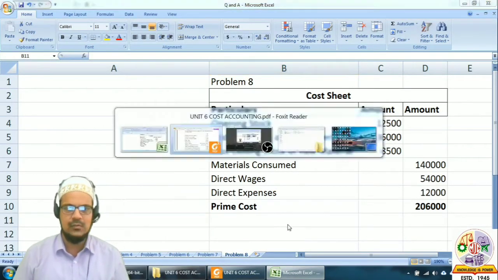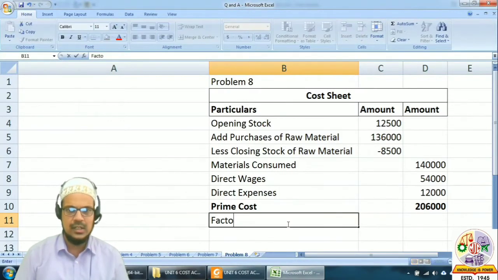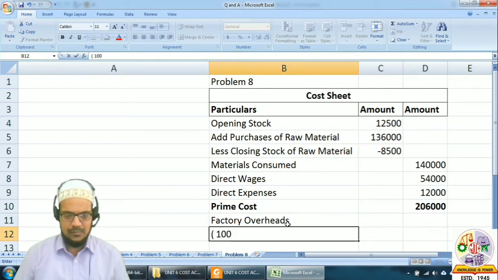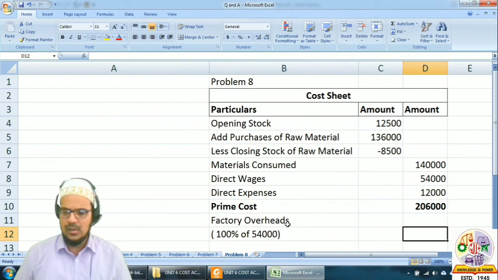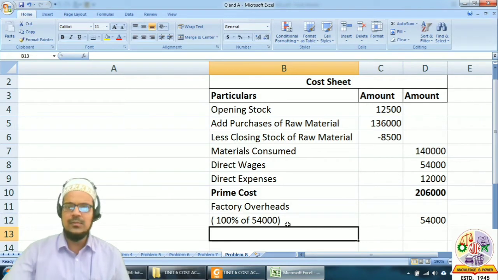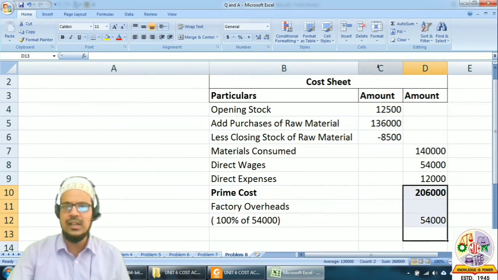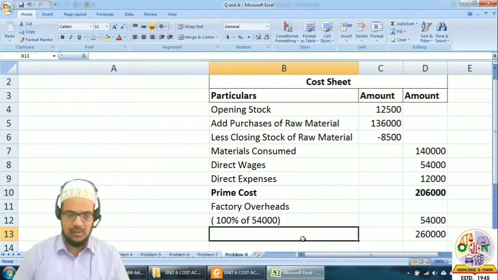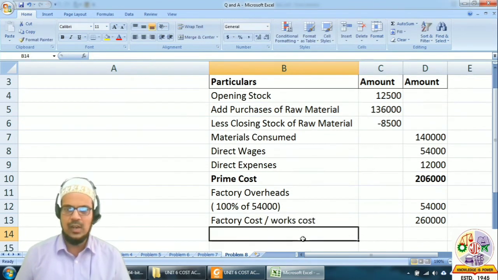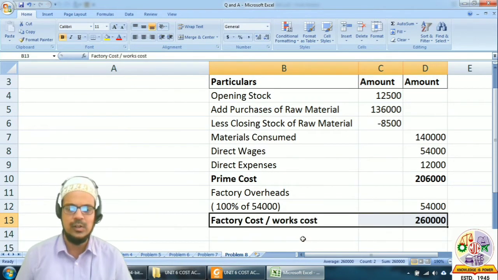So we will write it as factory overheads, and in the bracket we will write 100% of 54,000, which is 54,000. Now once we add these factory overheads to the prime cost, we get works cost or factory cost. Factory cost or works cost. Okay, we have arrived at factory cost or works cost.